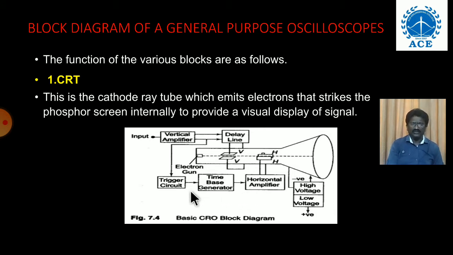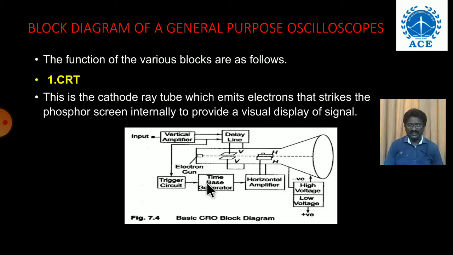Trigger circuit. So observe here, this is the trigger circuit. This is used to convert the incoming signal into trigger pulses, so that the input signal and the sweep frequency can be synchronized. Here the input signal we are providing to the vertical amplifier, and we are taking the sweep frequency from the time base generator. Now with the help of the trigger circuit, this will be synchronized. That means the trigger circuit is used to convert the incoming signal into trigger pulses, so that the input signal and the sweep frequency can be synchronized. So this is the function of the trigger circuit.